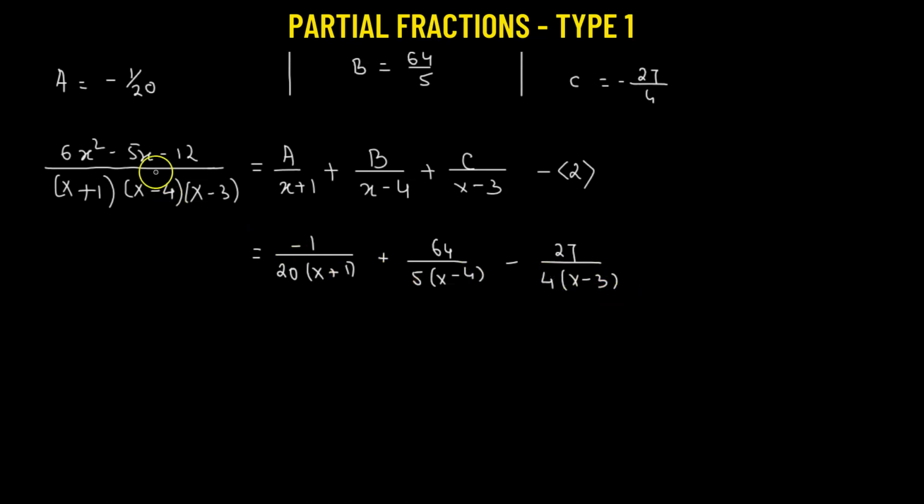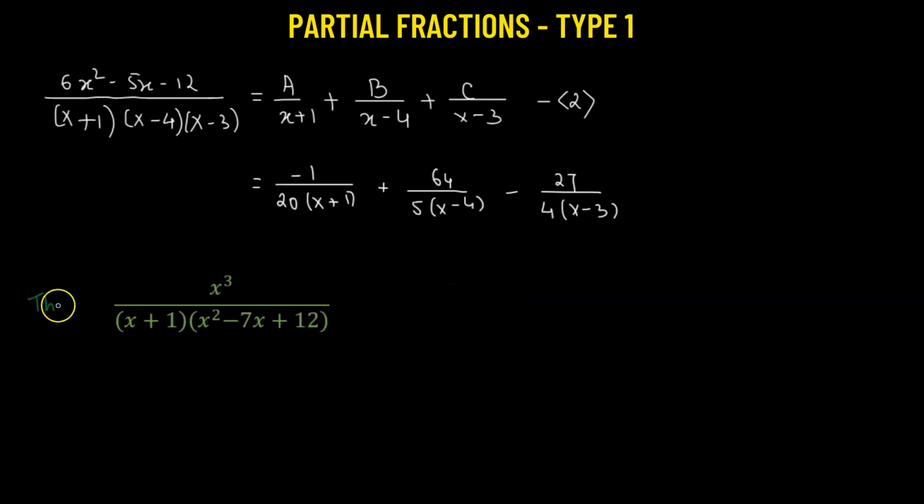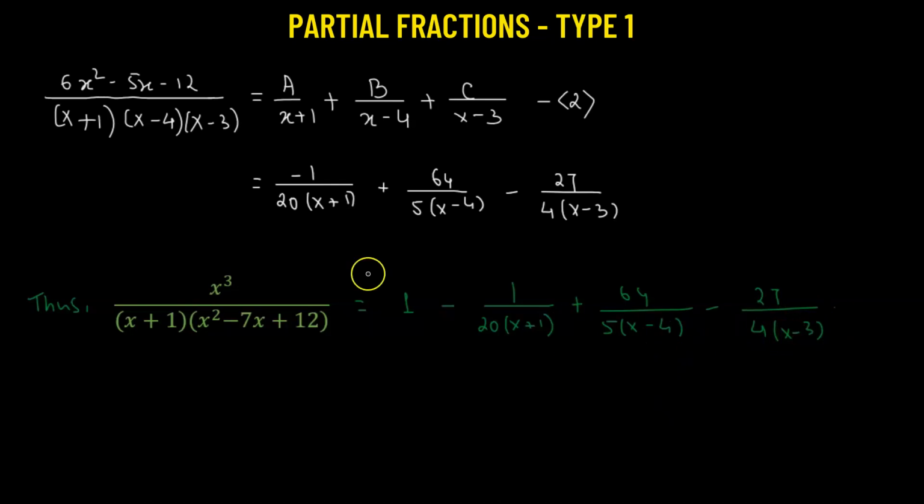So this is how we have resolved the given rational fraction into 3 partial fractions, but this is not the final answer yet. We'll have to substitute it back into our original equation, which is equation number 1. Thus our original equation now becomes 1 minus 1 over 20 times x plus 1, plus 64 divided by 5 times x minus 4, minus 27 divided by 4 times x minus 3. So this is the final answer.